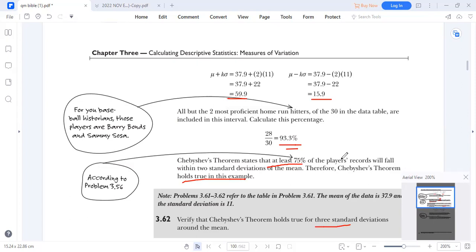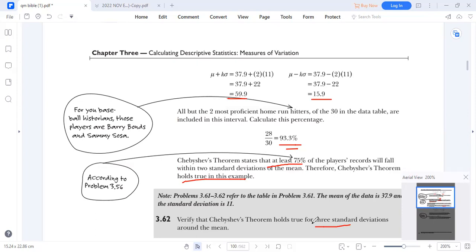So you also follow the English, because at least it should be 75 and above. If we found 74, we will say no, Chebychev fails. If we found 80, or 83, as long as it's above 75, at least, that is fine.